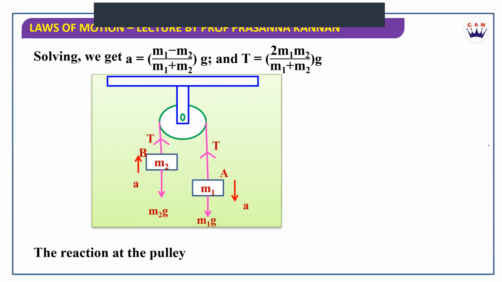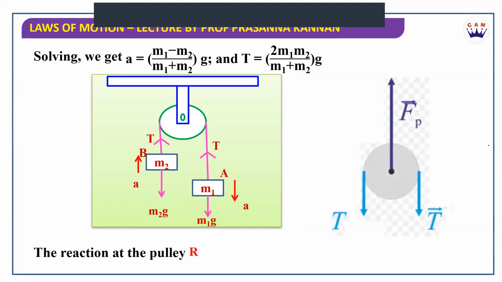Then finally, the reaction at the pulley. How many tensions are acting downwards? 2. What is the force upwards? FP. So the force on the pulley in the upward direction, that is called reaction. That will be equal to what? T plus T, how much? 2T.